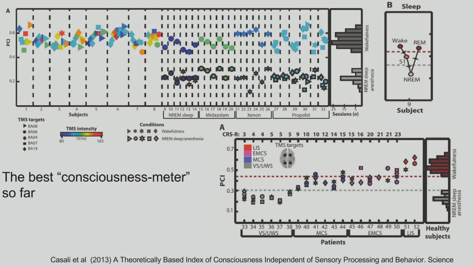It also works for dreaming. Dreaming is up where awake was before. It also works for the very tricky disorders of consciousness, where you are somewhere in between, from unresponsive wakefulness syndrome over minimally conscious state to emerging minimally conscious state, and then locked-in syndrome, where people are actually as conscious as normal people but cannot move any muscle anymore. So that's the best consciousness meter out there.